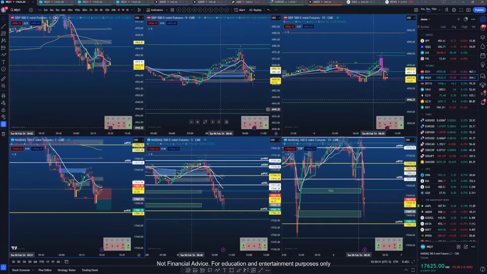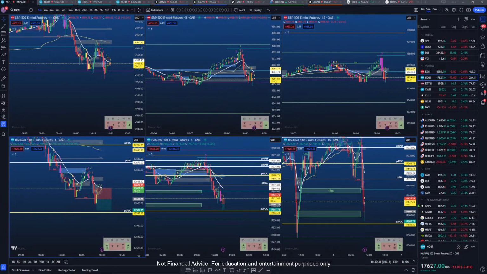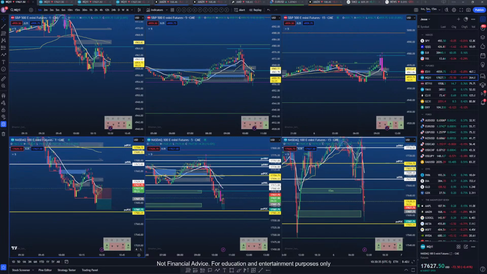5-minute candle ended a failed 2. This is probably going to be a stop. Alrighty. Stopped out there.